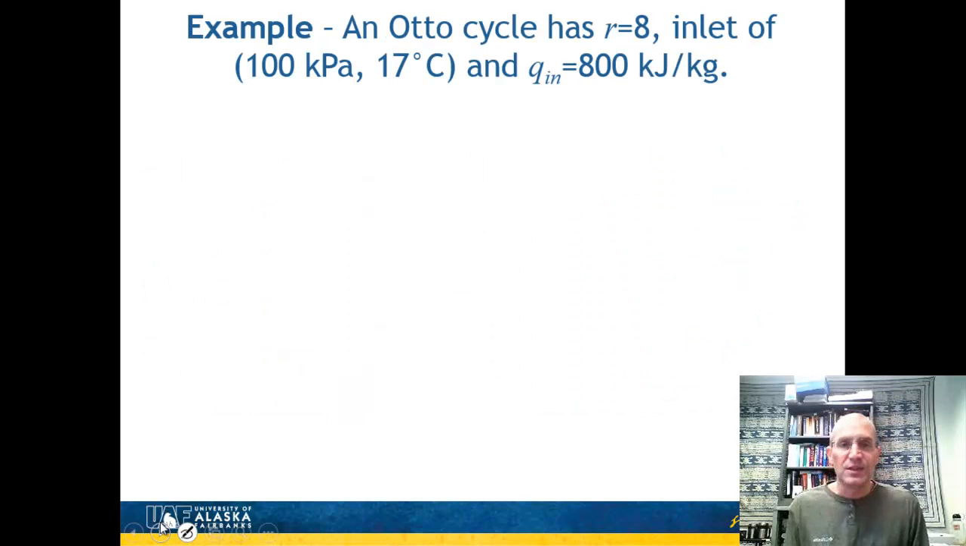All right, so what I want to do next is just go through an example where we're going to solve for all the states in the Otto cycle. So here's the problem we're going to look at. We have an Otto cycle. We'll do an ideal Otto cycle. It has a compression ratio of 8.